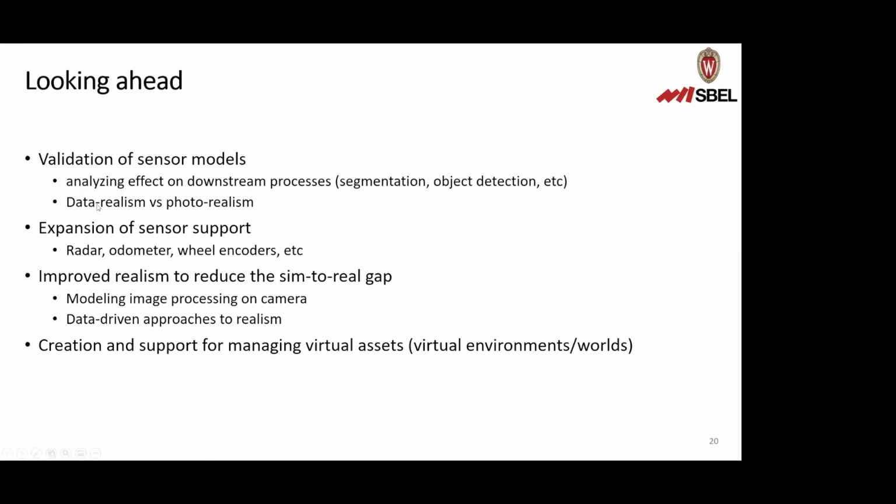And one of the things that goes along with that is this idea of data realism. For a camera, we often talk about photorealism, and that's what looks real to a human. We're interested in what looks real to a perception algorithm. Because once we can achieve that, then we can start putting AVs through different scenarios and understanding how they perform. And then we also want to expand our sensor support to a couple of other important and common sensors. And then based on some of that validation work I was talking about, we want to improve the realism so that what we can learn and study in simulation can get closer to reality.